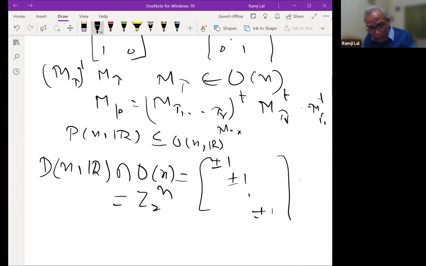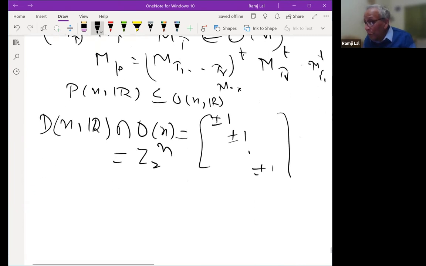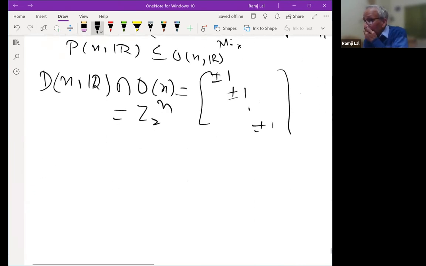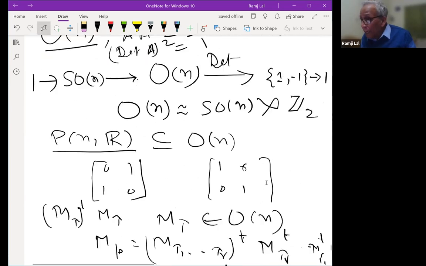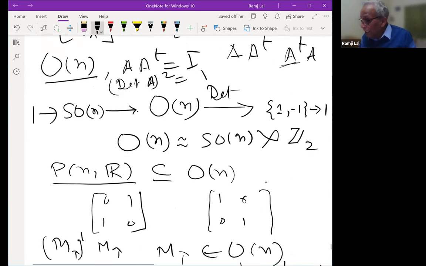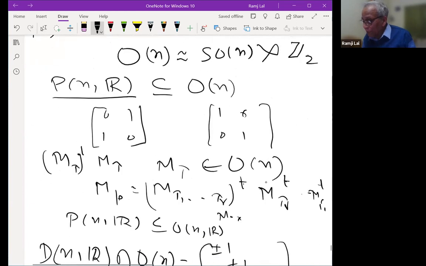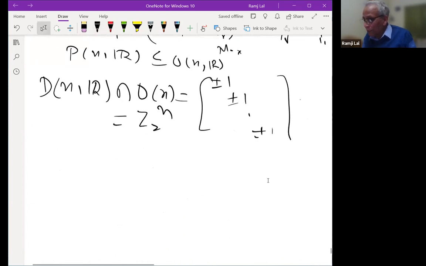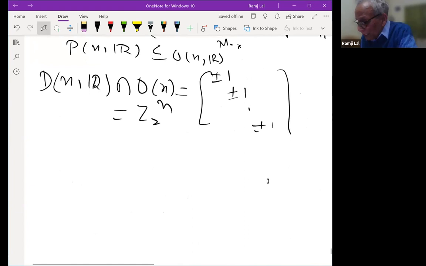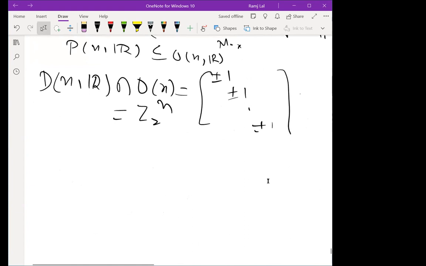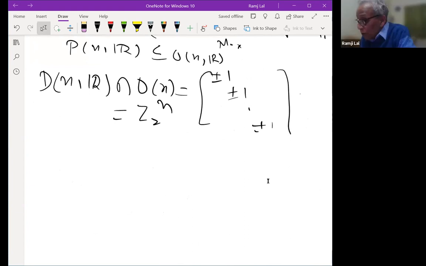And I wish to say something more about this here. So that is P_n(R), and this is the diagonal one. So what is its center? Incidentally, I'll try to describe SO_n more explicitly, and then O_n will be described. But anyway, let me say something about O_n here also. So what is the center of O_n? Let me talk about the center of O_n. So what will be the center of O_n?